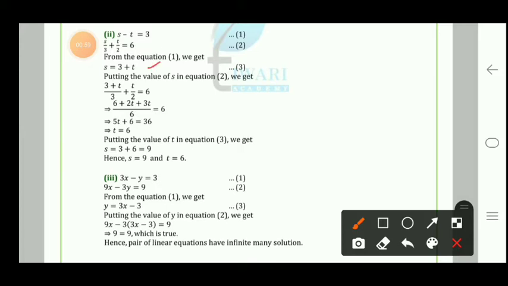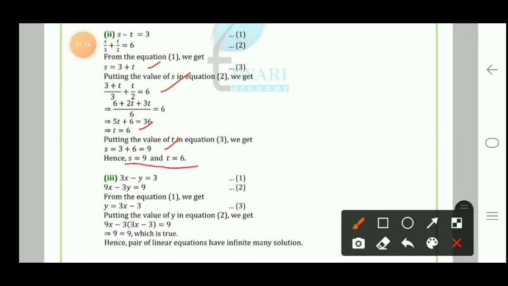Now putting this value in equation number 2, we have (3 plus t) over 3 plus t upon 2 is equal to 6. On solving this we get t is equal to 6. Now putting t is equal to 6 in equation number 3, we have s is equal to 3 plus 6, which is equal to 9. So this is the required answer, s is equal to 9 and t is equal to 6.